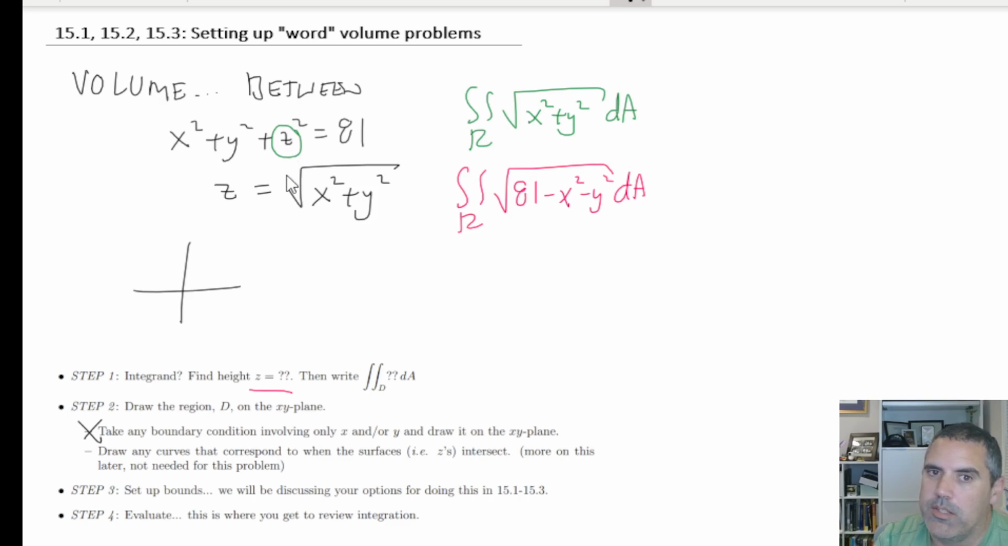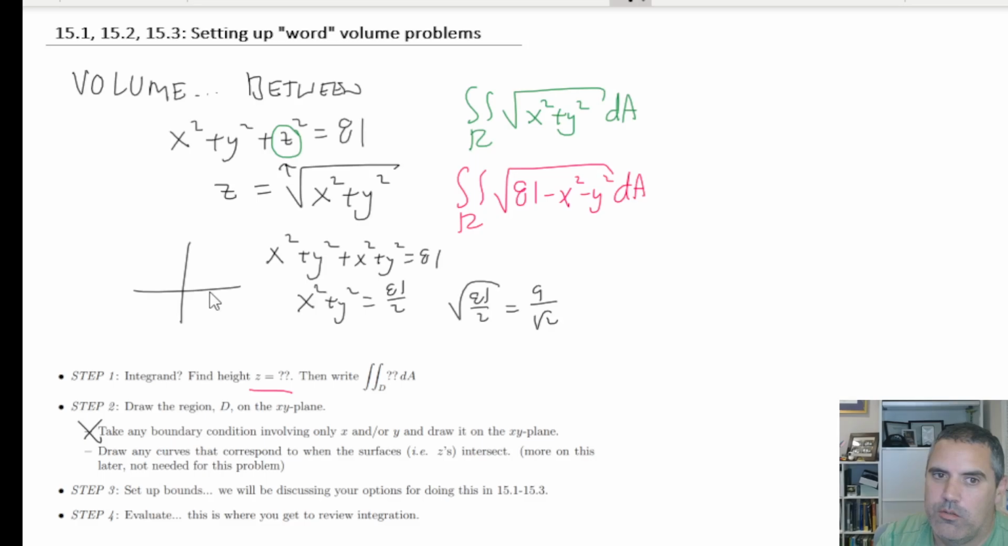So we need to find when these two things intersect. When do they intersect? Let's plug this in and see. When x squared plus y squared plus x squared plus y squared is 81. So that means 2x squared plus 2y squared is 81. So you get 81 over 2. And it's a circle of radius, whatever the square root of that is. Square root of 81 over 2 is 9 over the square root of 2. Draw that circle, and we got it.